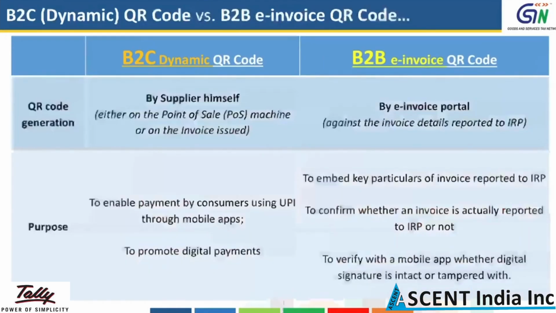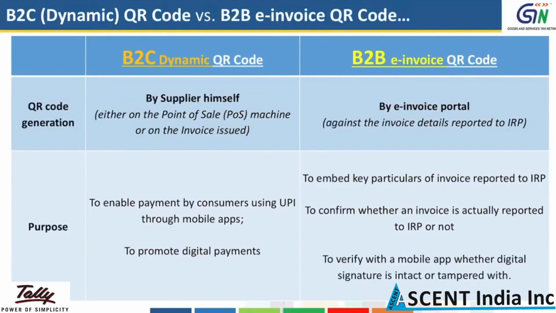Who generates the QR code? In case of dynamic QR code, it is by the supplier himself, either on his point of sale machine or on the invoice copy issued. In case of B2B invoicing, the QR code will be generated by the invoice registration portal, that is IRP.